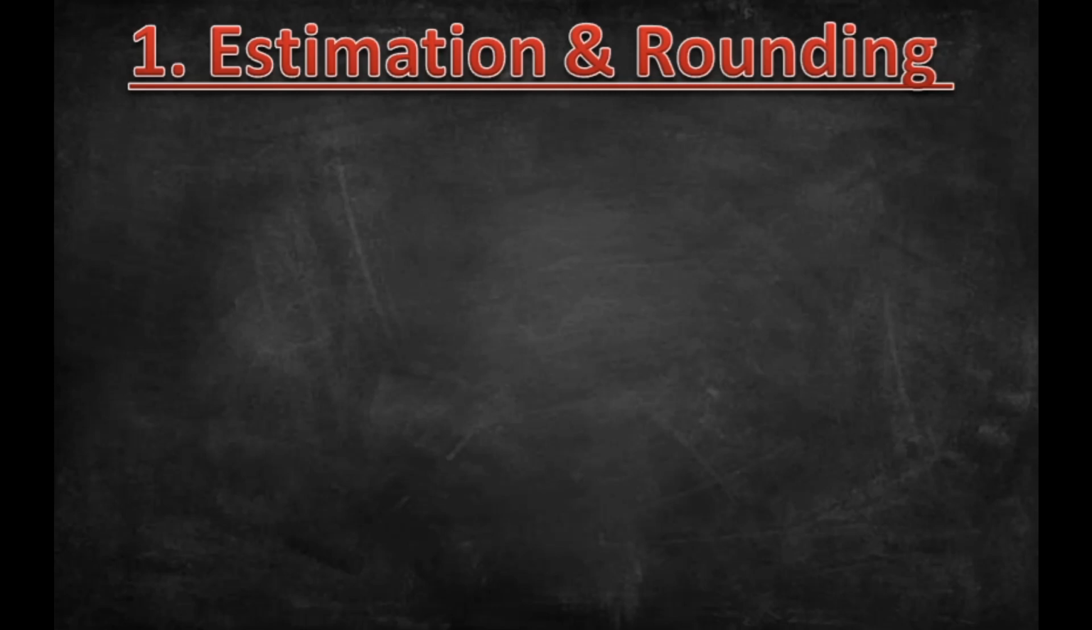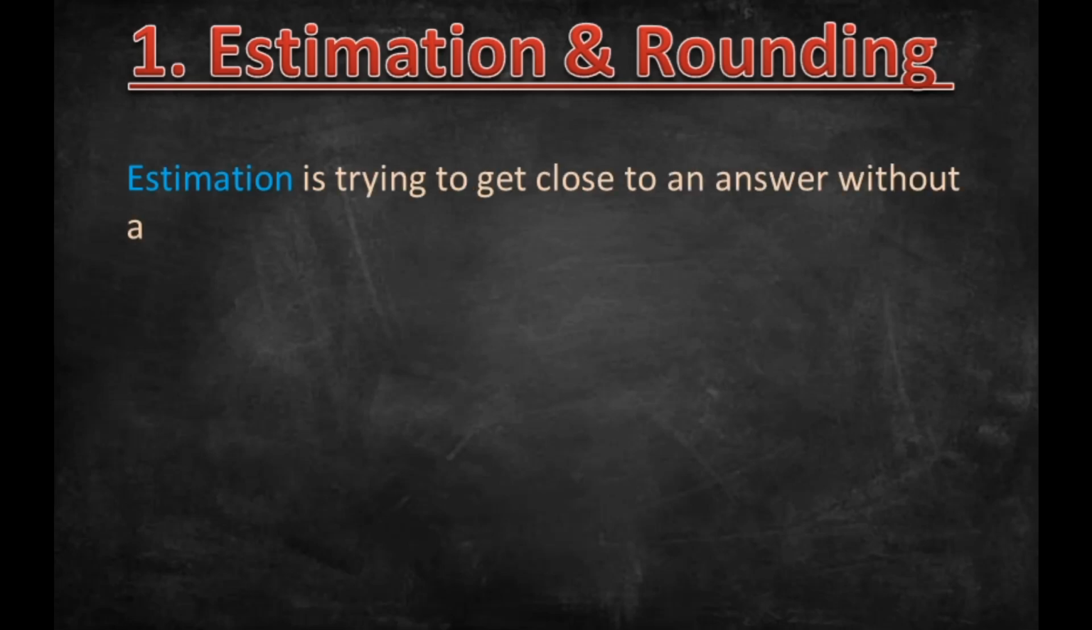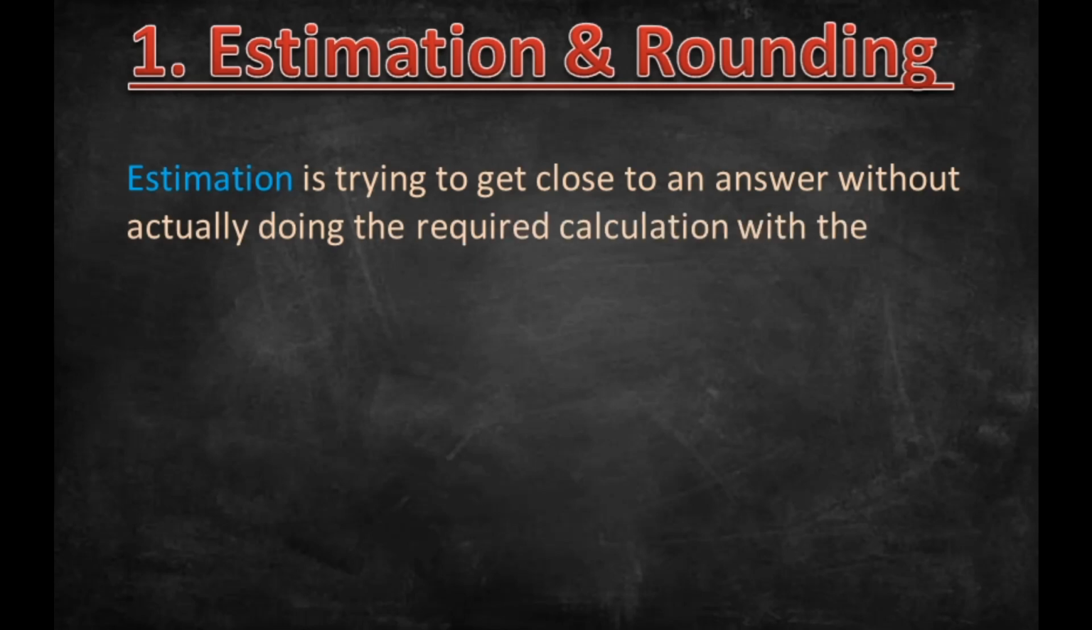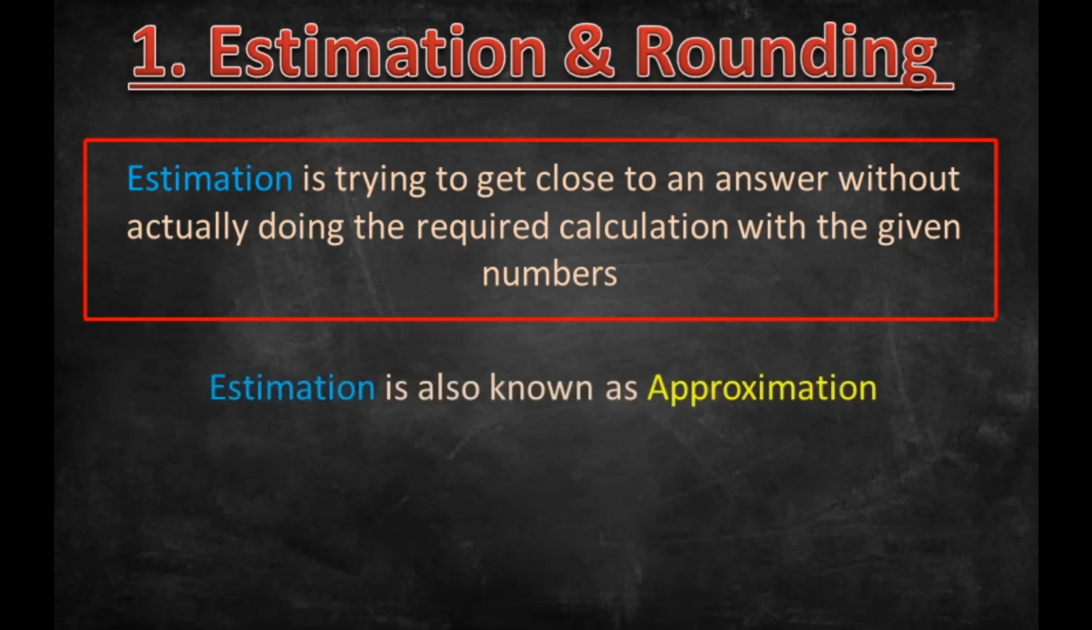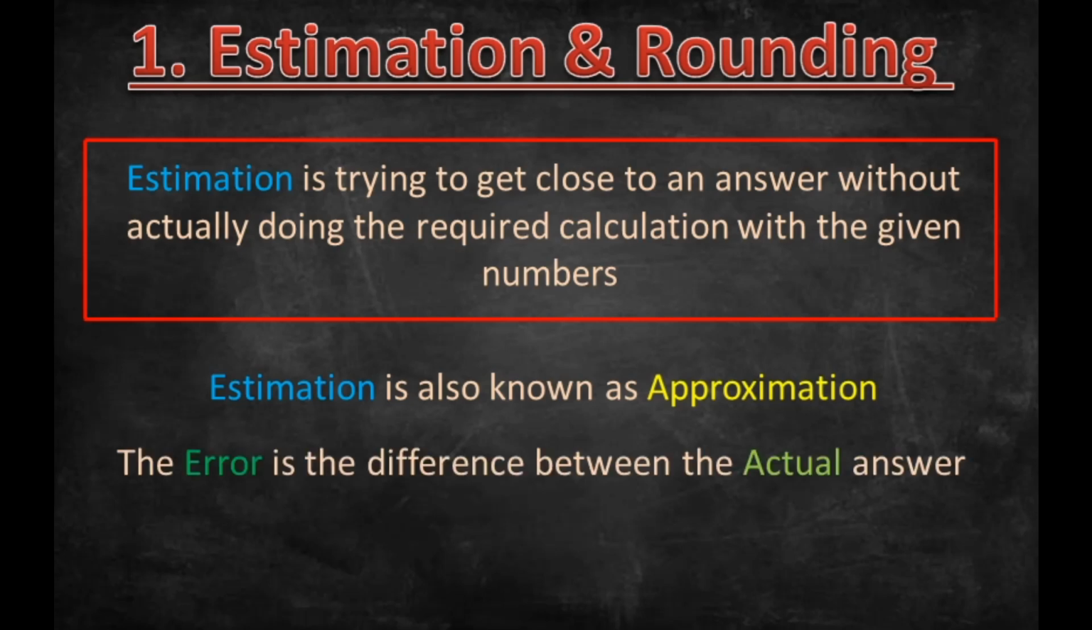Let's first look at the definition of estimation. Estimation is trying to get close to an answer without actually doing the required calculation with the given numbers. Estimation is also known as approximation, and we also have something called the error. Now, the error is the difference between the actual answer and the estimate.